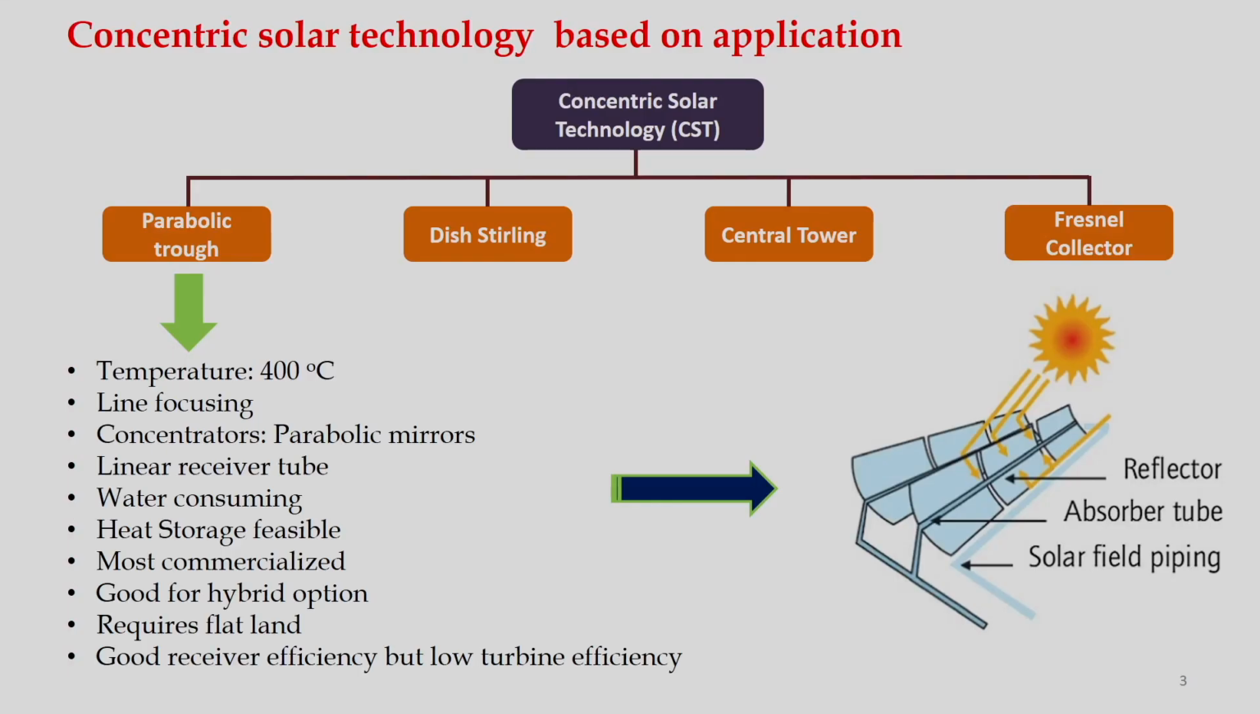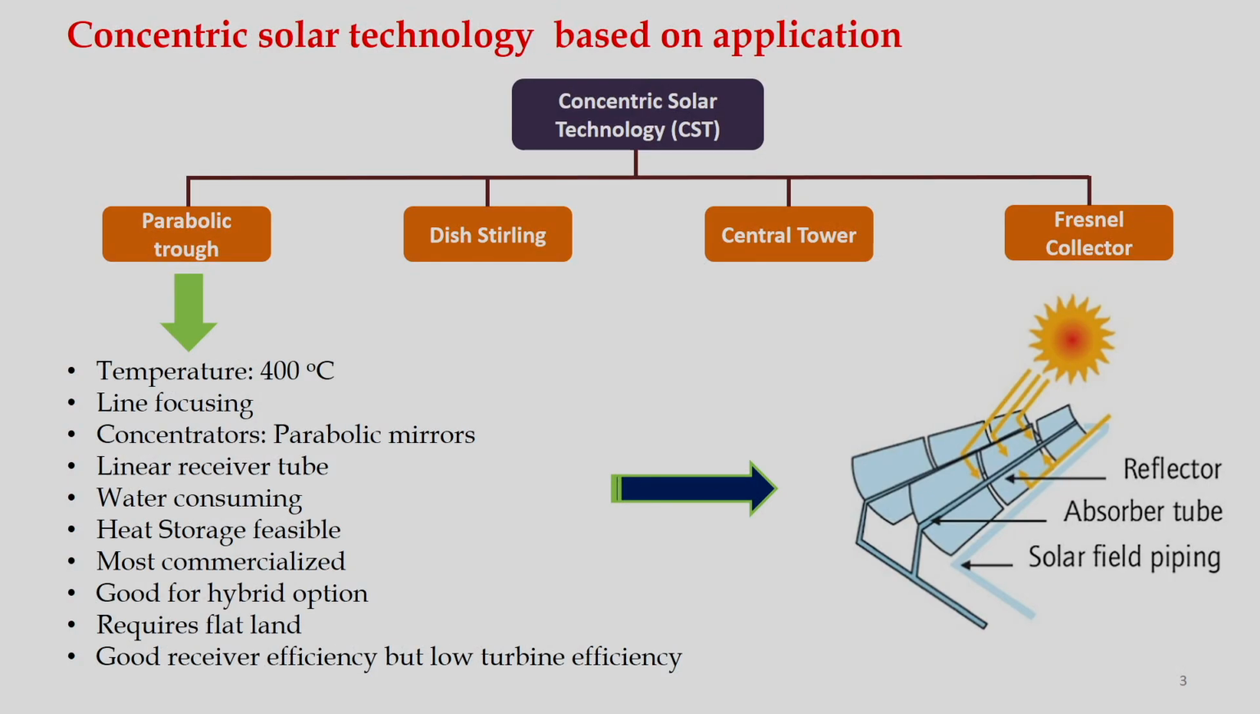Dear students, today we will be discussing different solar concentrating technologies and principles which are used for power generation. So, we have technologies like parabolic trough, dish Stirling, central power receiver system, and Fresnel collectors. If we talk about parabolic trough, as you can see, this is a configuration for a parabolic trough.